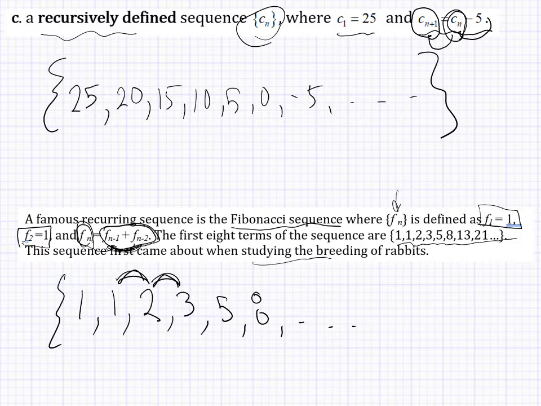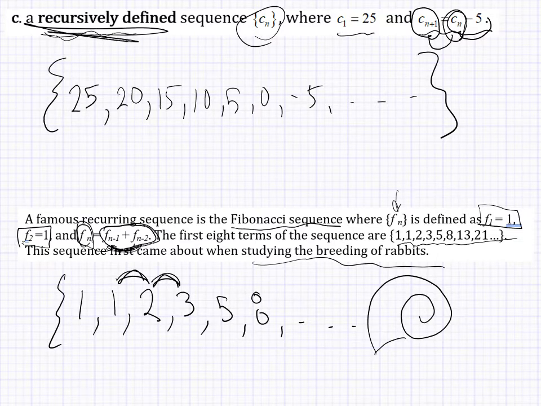It's a pretty important sequence in nature. It first came up when they were studying the breeding habits of rabbits and how they multiply. You also see it in spirals, like the spiral of a seashell and how it expands. We're not really going to study it so much right now, but it's just an example of a recursively defined sequence.